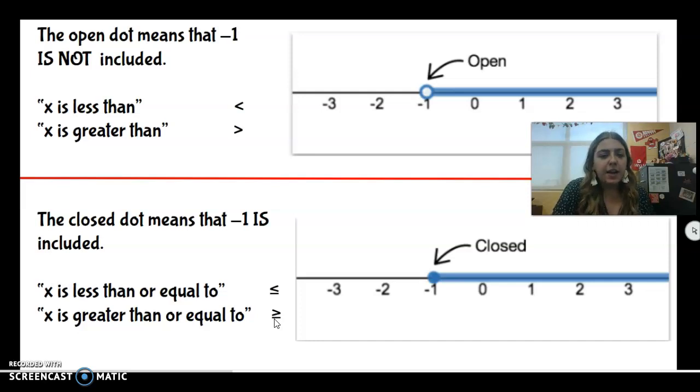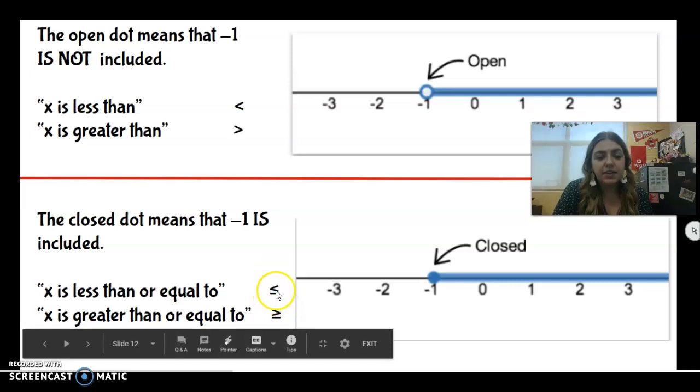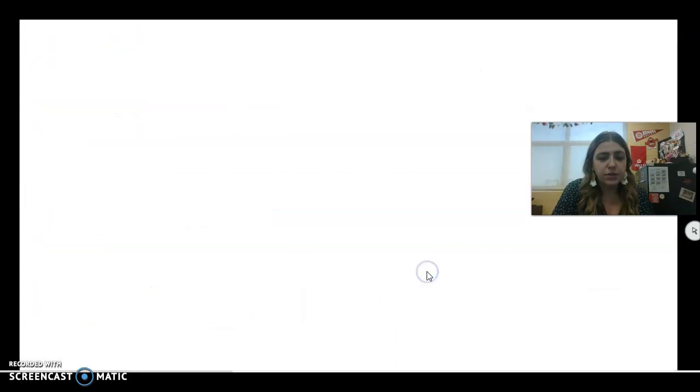Okay, and so sometimes it's easy for me to think, okay, these have more going on, so if they have more going on, then that means that's a closed dot. Okay, if there's a line, then the dot is closed. So, those are just the basics of inequalities.